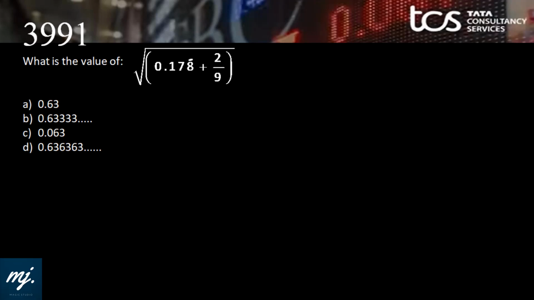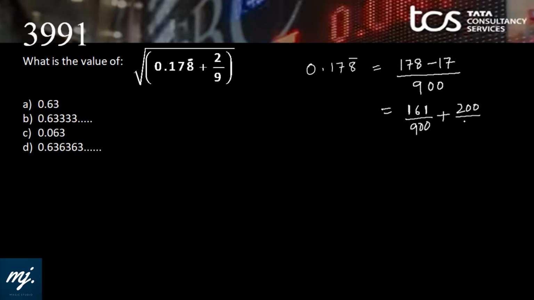One more surds simplification is there, but yes, as we can see here, there is a dot above 8. That means this is a recurring number. That is 178 minus 17, the non-recurring part, divided by 9 for the number of digits which are recurring after the decimal, and 2 zeros for non-recurring digits after the decimal. So it would be 161 by 900 plus 2 by 9. Let me make this 200 by 900. So that would be 361 by 900.